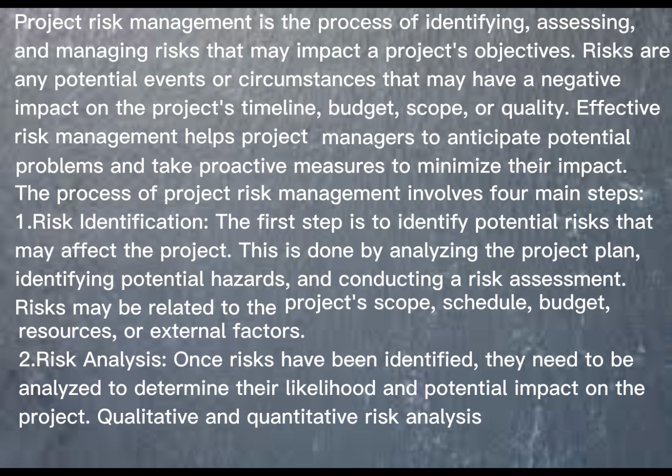The process of project risk management involves 4 main steps. 1. Risk identification. The first step is to identify potential risks that may affect the project. This is done by analyzing the project plan, identifying potential hazards, and conducting a risk assessment. Risks may be related to the project's scope, schedule, budget, resources, or external factors.